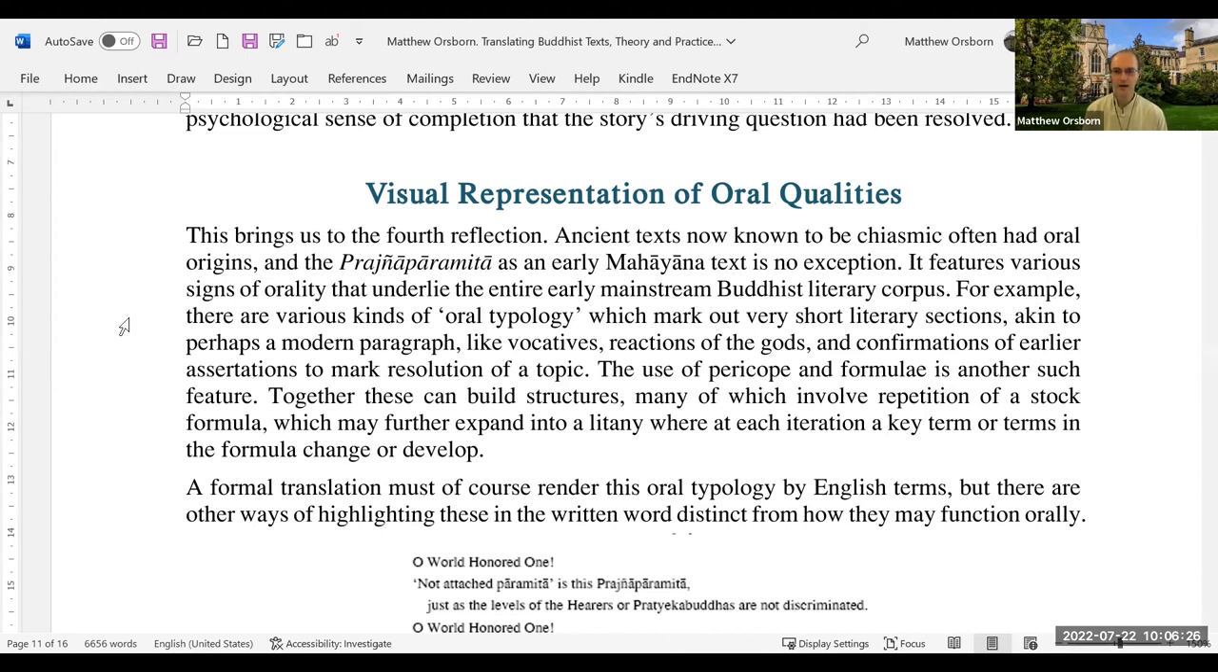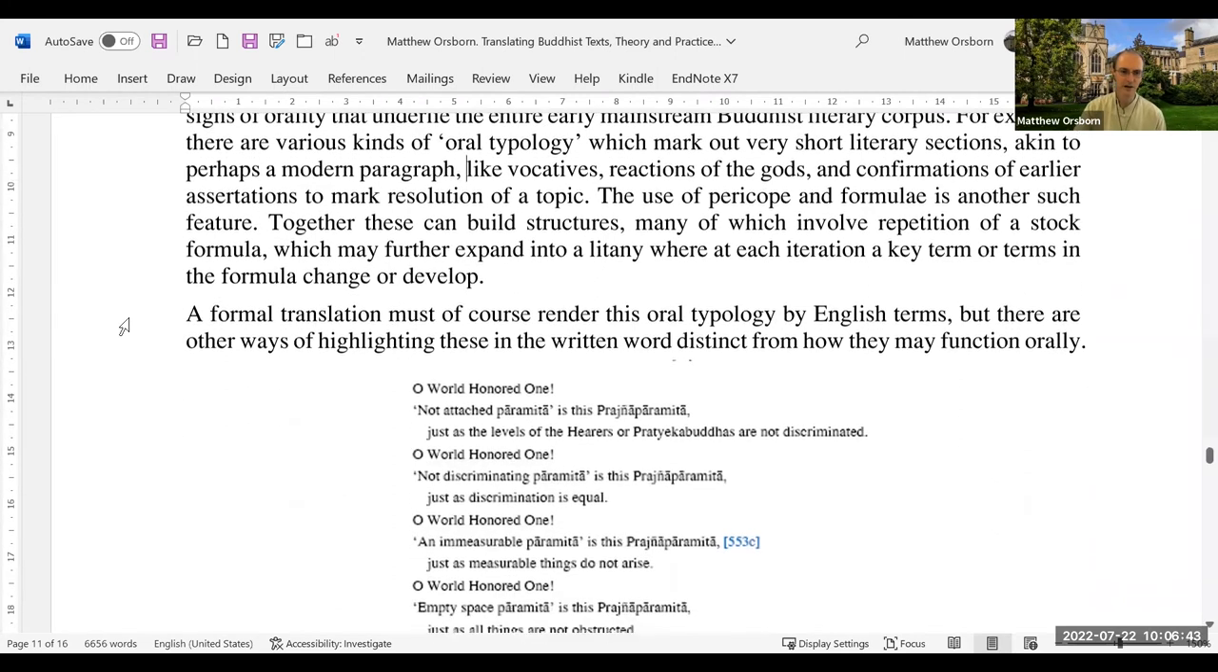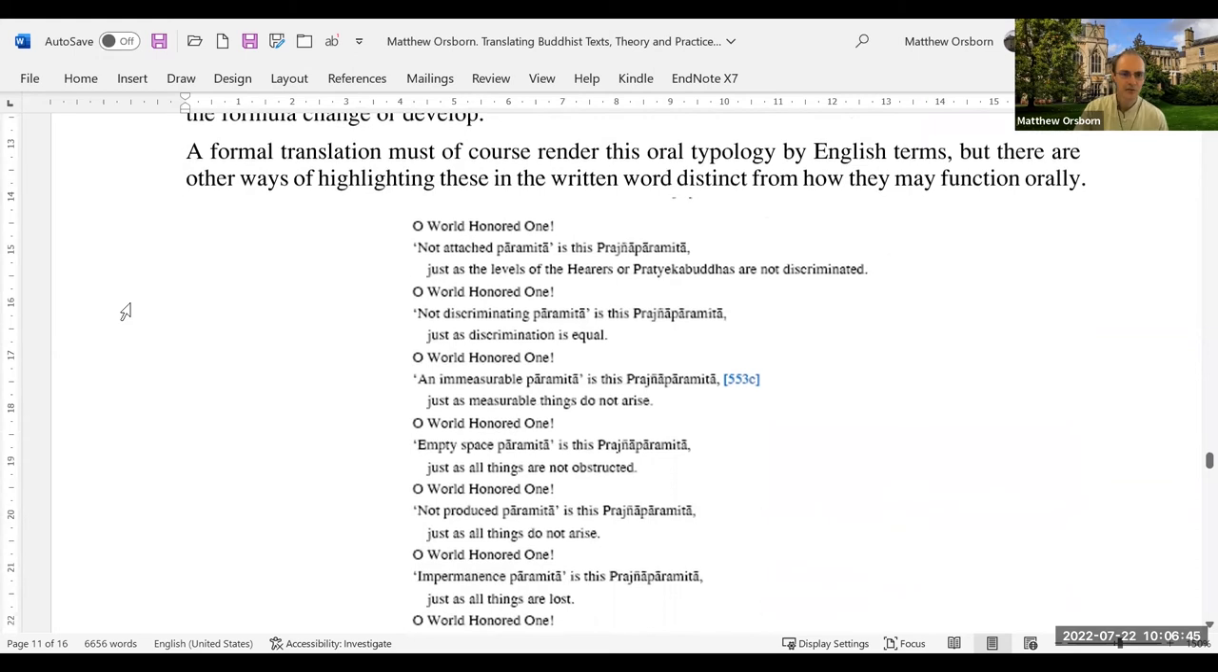The use of pericope and formulae is another such feature. Together, these can build structures, many of which involve repetition of a stock formula, which may further expand into a litany, where at each iteration, a key term or terms in the formula can change or develop. Now, a formal translation must, of course, render this oral typology by English terms, but there are other ways of highlighting these in the written word distinct from how they may function orally. So here's an example of a litany in the text.